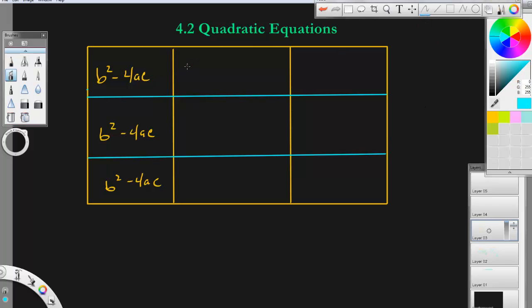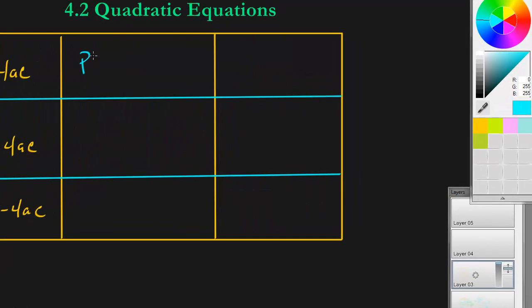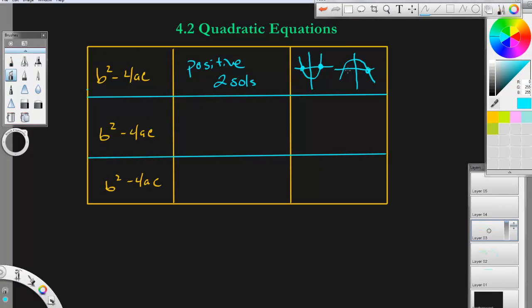So if this answer is positive, you have two solutions. And the graph, I'm just going to sketch a quick graph. It could actually look two different ways. It could look like this, having two solutions here and here, or it could look upside down like this. A parabola can open down like that, but you would have two solutions. So that's the first and most common example.